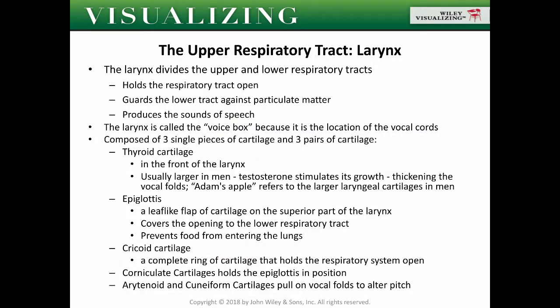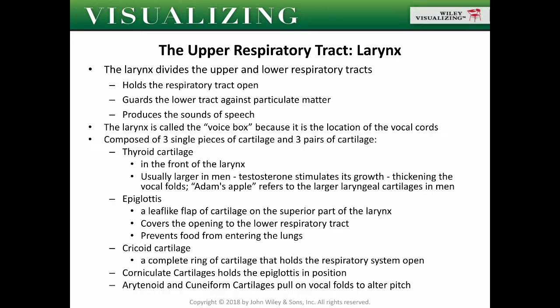Okay. Now, looking at the larynx, the larynx is the one that divides the upper and the lower respiratory tract. So it holds the respiratory tract open and guards the lower tract against particulate matter, which is, of course, the food that we swallow. It also helps in the production of speech. So the larynx is the voice box, which is the location of the vocal cords. The larynx itself has 3 single pieces of cartilage and 3 pairs of cartilage. You have the thyroid, the epiglottis, and the cricoid cartilage.